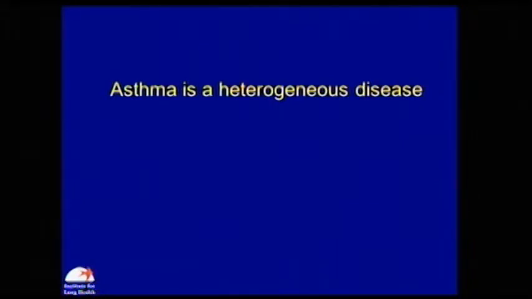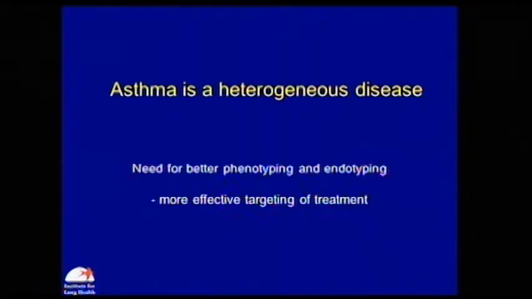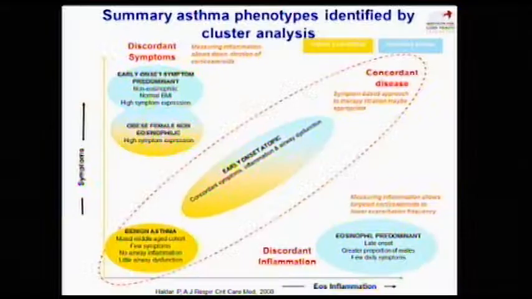So asthma is clearly a heterogeneous disease clinically and pathologically, as shown here by looking at inflammation. So there's clearly a need for better phenotyping and endotyping if we're going to identify new targets which we can target more effectively. So to try and identify phenotypes within our Leicester asthma clinic, we performed this cluster analysis. You've seen this slide a couple of times today. And we also had a primary care cohort. The difficult asthma cohort is shown in blue, the primary care in orange.